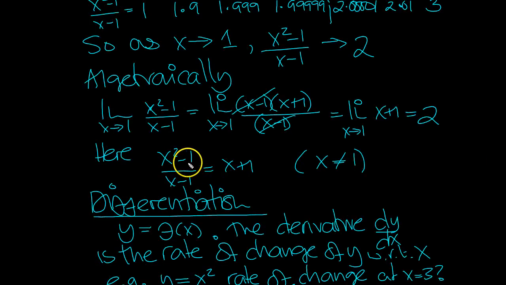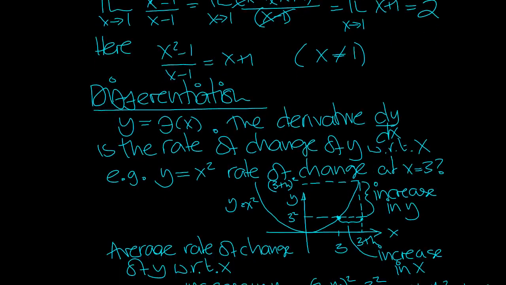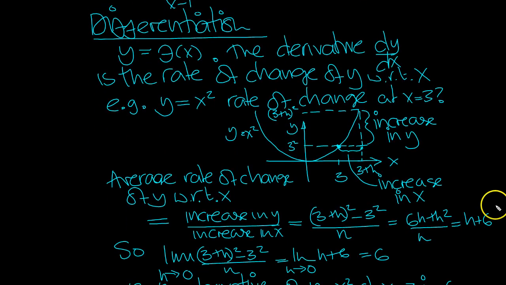Okay, and that's what's mentioned here. This is equal to that, provided x doesn't equal 1, because you'd have 0 over 0 in the above. So that's all that's saying. So let's move on to differentiation now.